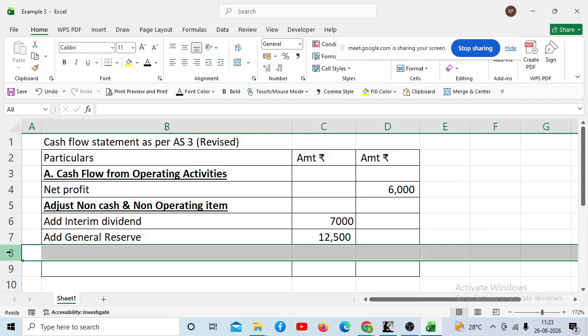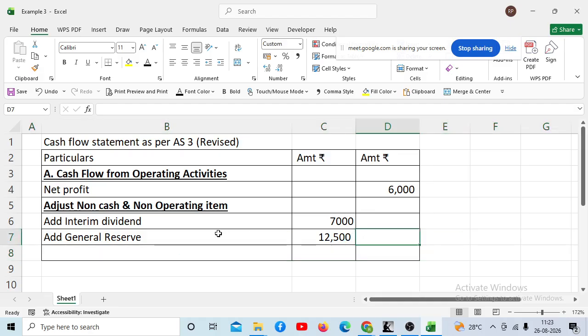But, sir, we have already paid the interim dividend, right? So it's a cash expense, but it is not an operating item, right? Interim dividend paid is a financing activity. Are you getting my point? So if they were telling us to prepare the full cash flow statement, we would have shown this in financing activity as minus. It's a non-operating item.